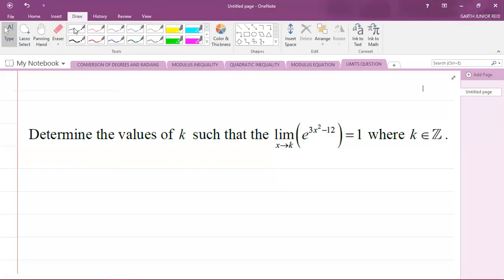Hey, Wagwan. It's Mr. Garfield here, and I'm going to look at a CAPE integrated mathematics question from module 3, that is calculus, and I want to look at a limits question here.